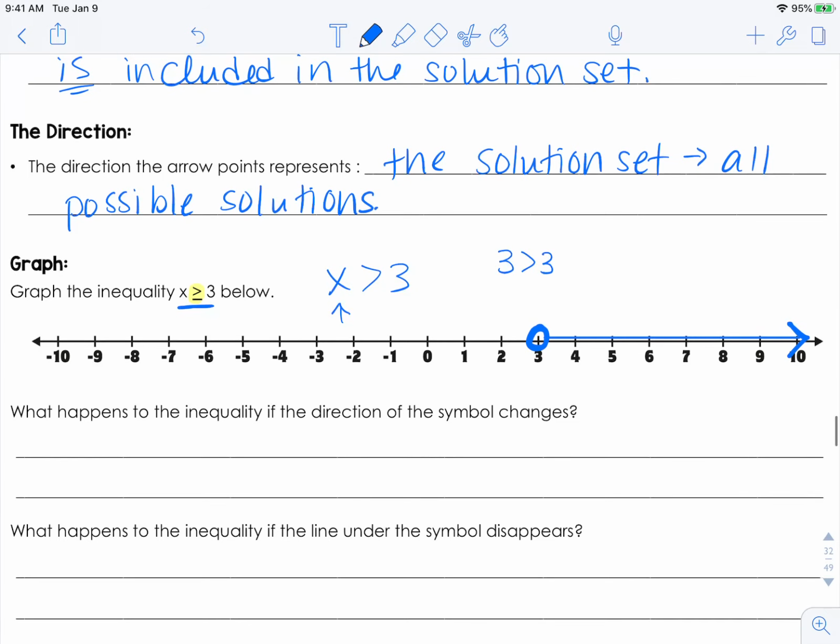Previously, when you had greater than or equal to, 3 is greater than or equal to 3. It's not greater than, but it's equal to. So that's why when you have the line underneath, that's why it is shaded in, because it is also included in your solution.